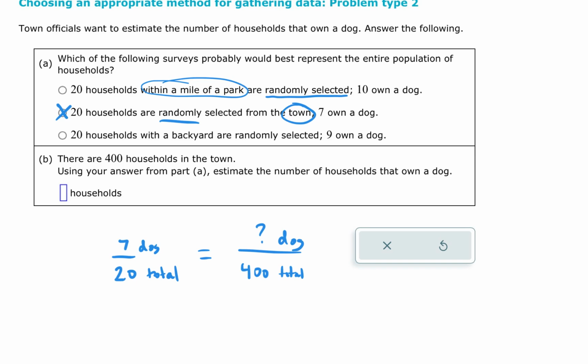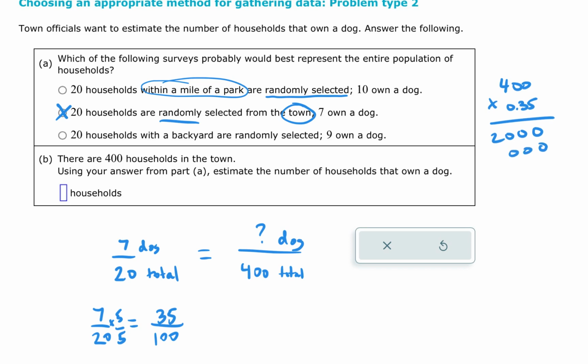We have a couple of options. We could cross multiply to solve this proportion here. But I think I would change 7 over 20 to over 100 because then I would have a percent. So if I multiply by 5 over 5, I'll get 35. So 35% in my survey owned a dog. So now I'm going to multiply 400 times 0.35, which is 35% as a decimal. 4 times 3 is 12. 2 digits after the decimal point. So I'm estimating 140 households own a dog.